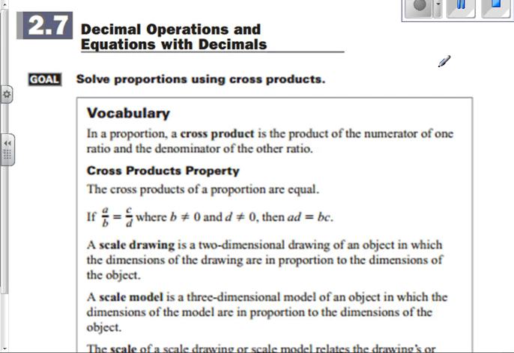Hello, it's Mr. Knight. This is for Algebra 2.7. We're looking at solving proportions using the cross product, and I showed you the cross product briefly on the last video. But let's go ahead and get started.